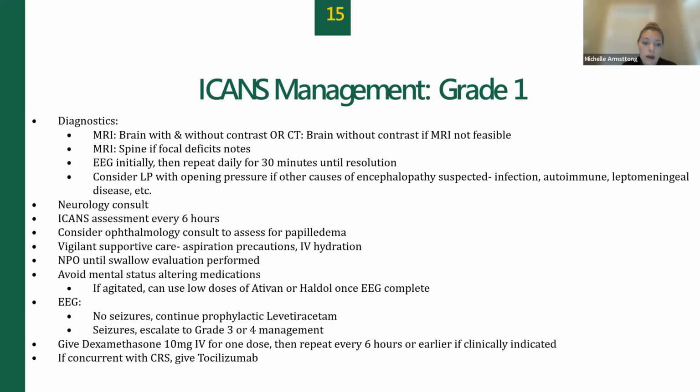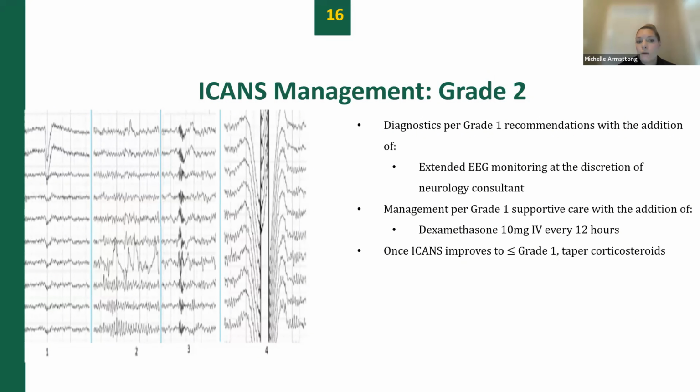management for ICANS. With grade 1, go ahead and give the dexamethasone 10 milligrams IV for 1 dose, and then monitor clinically to determine if you're going to continue that or not. And then, of course, if it's concurrent with CRS, so if they're having fever, if they have low blood pressure or any oxygenation issues, go ahead and administer tocilizumab. So grade 2 management of ICANS.